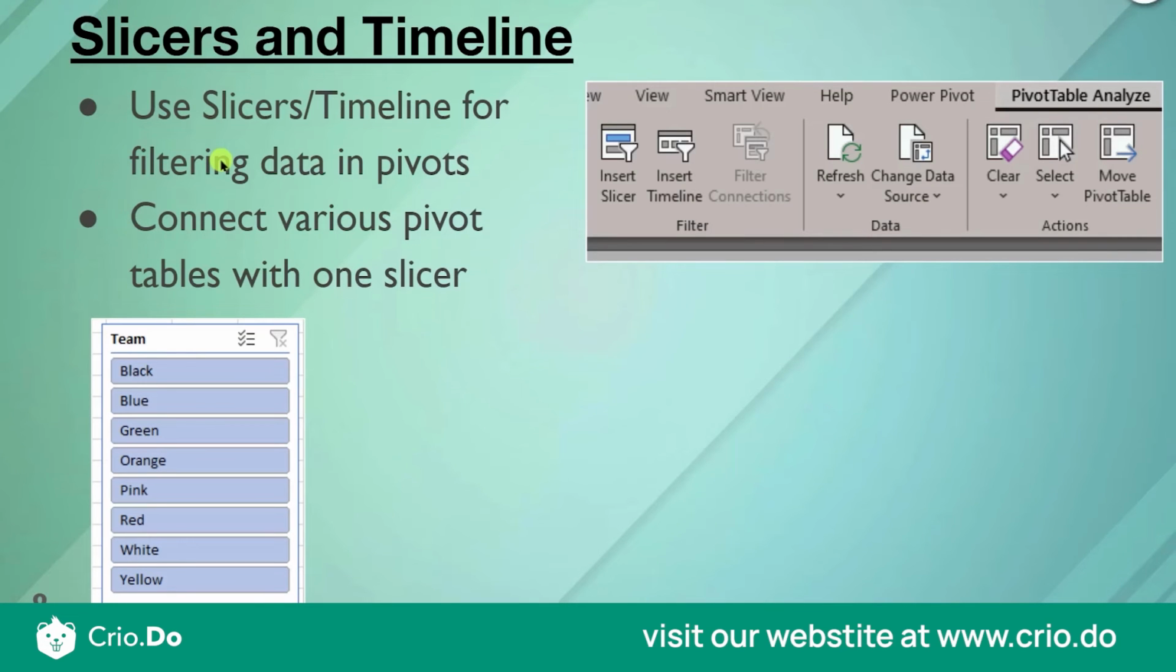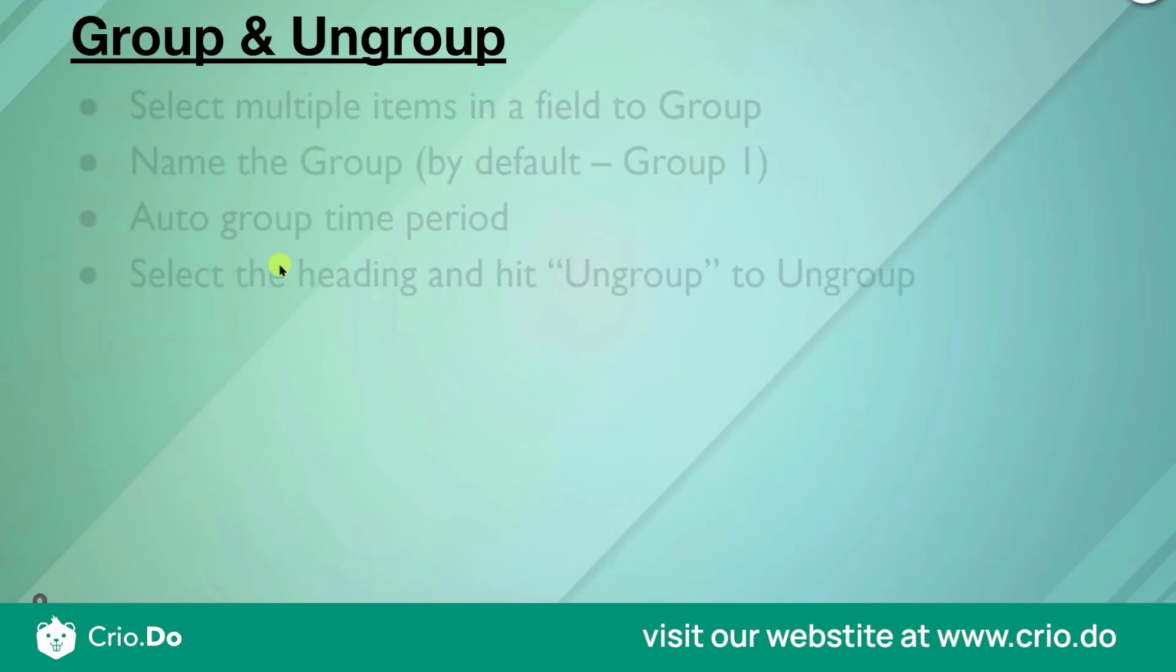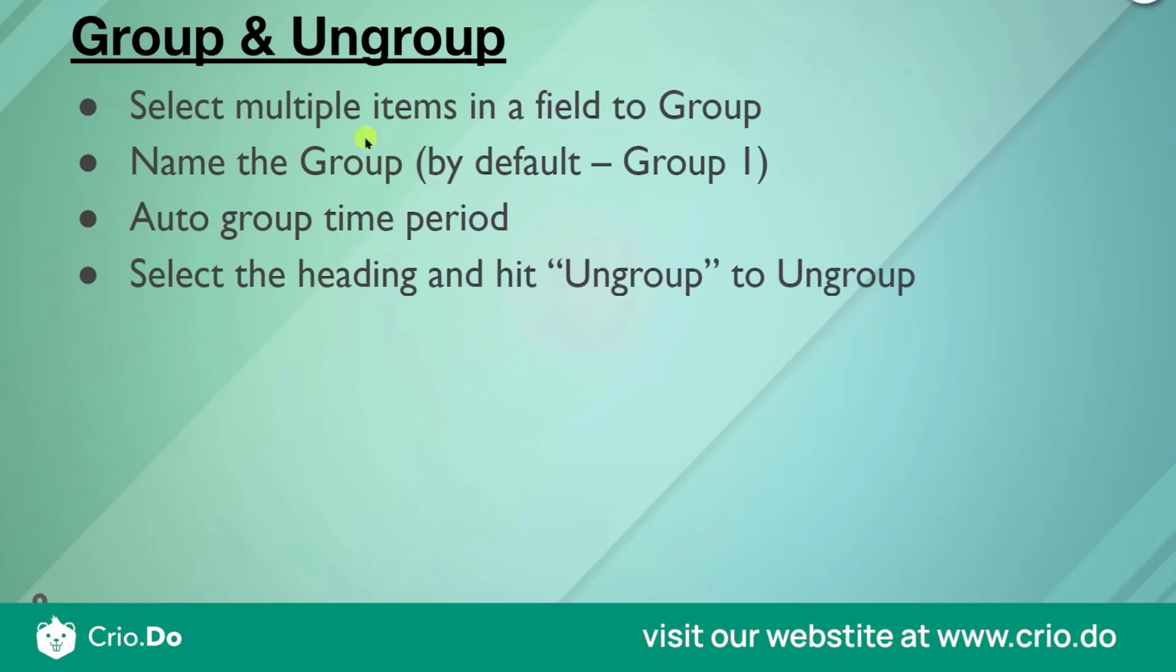We already covered the pivot chart, we covered the slicers and timeline. We use the slicer and timeline for filtering data and the pivots. Connect various pivot tables with one slicer. Yes, can do that as well. In the group also, we can select multiple items in a field to group. We can name the group. By default, of course, it will take as group 1, group 2, group 3, but you can choose that group's name as well. You can auto group the time period as well.